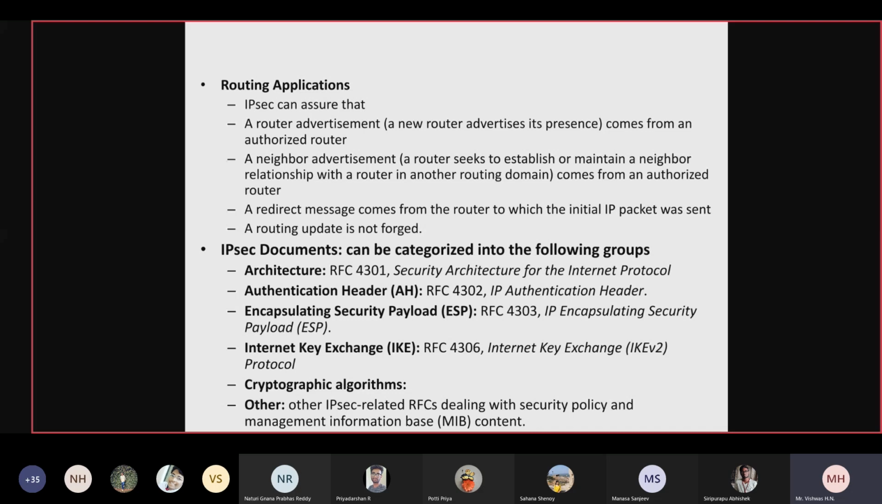Okay. So how do you do that? Is there any other way, or how will this IPsec do it? It will do it with the help of IKE, Internet Key Exchange Protocol. Is it clear?